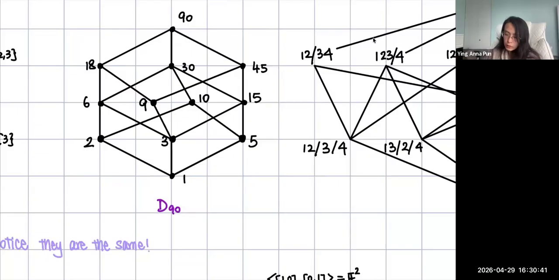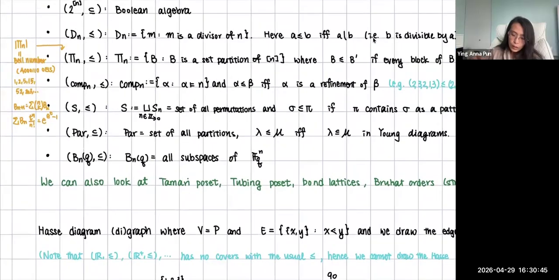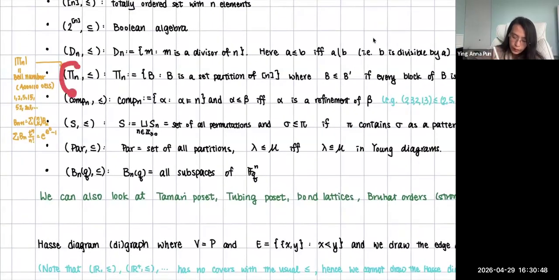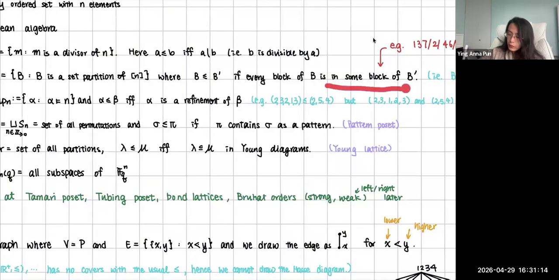So that's another poset that we talked about last time, D_n. In this case, it's D_90. We also talk about Pi_n here. And what is this Pi_n? n is any positive integer, and Pi_n is the set of set partitions of n. We say two set partitions are comparable in this way: b is less than or equal to b' if every block in b is in some block in b'.